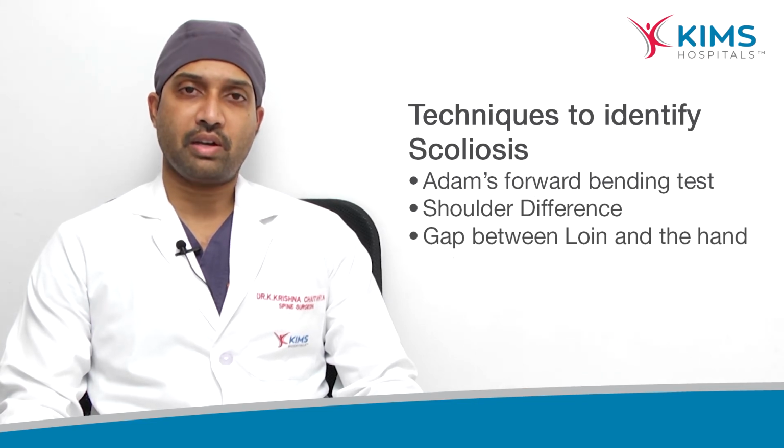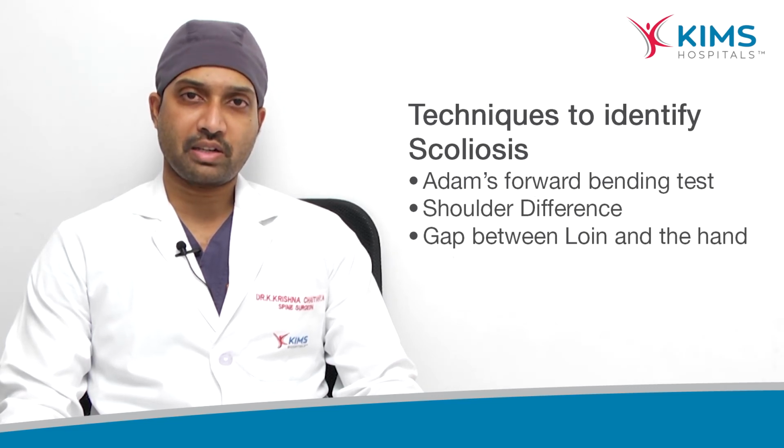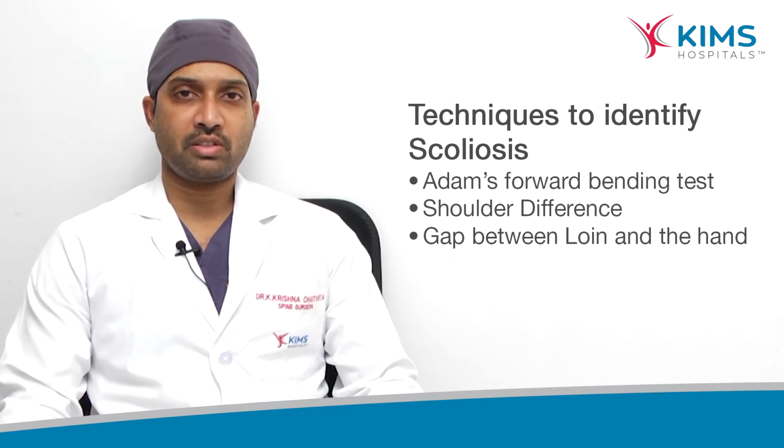The other thing is the loin. If you ask the child to stand straight and see from the back, one loin is above the other, or there can be a gap between the iliac crest, that means the loin, and the hand. So if the gap is more on one side, you can easily say that there is scoliosis in this child.